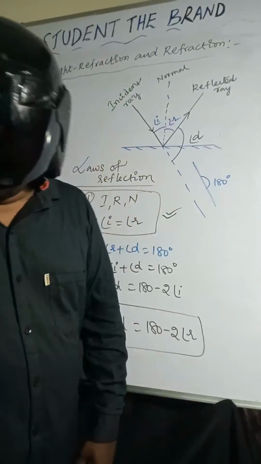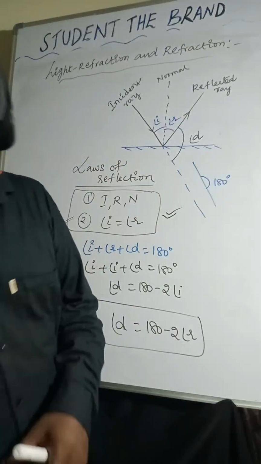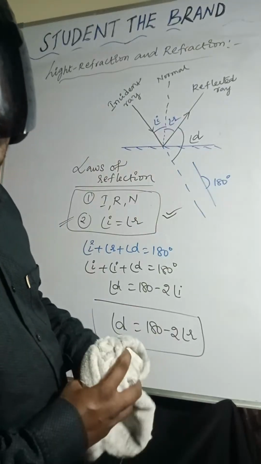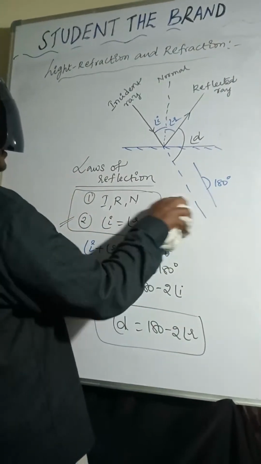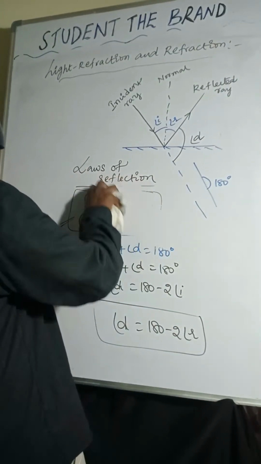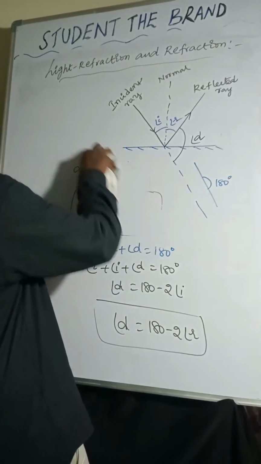Now we will go to the next one, that is regular reflection and irregular reflection.